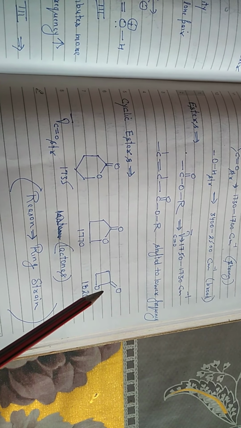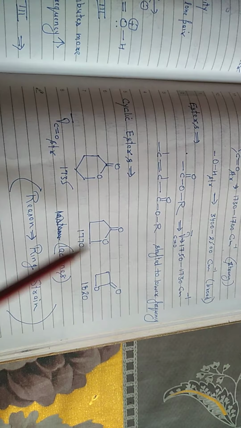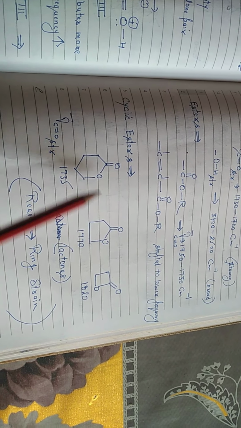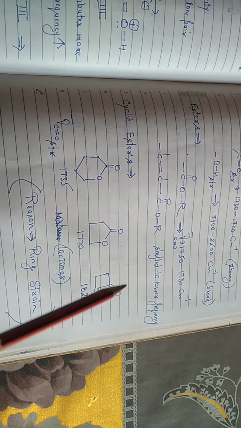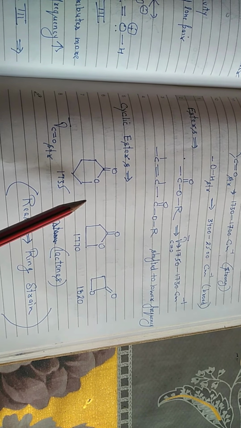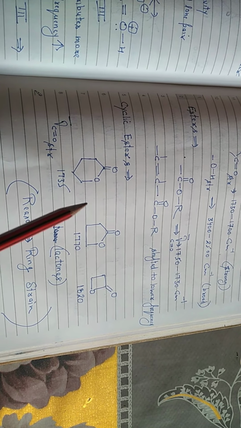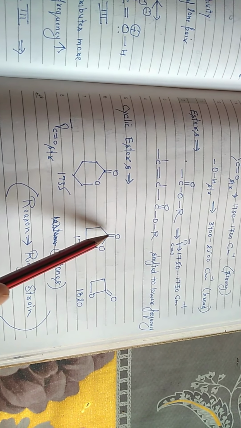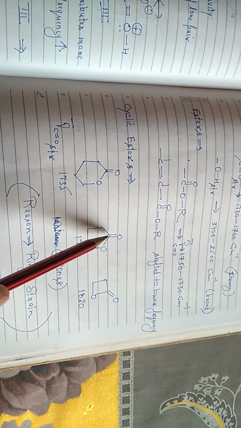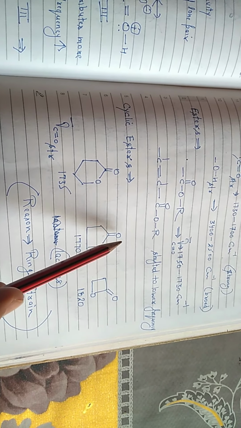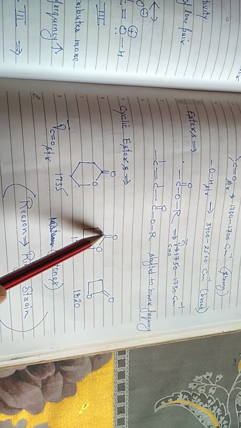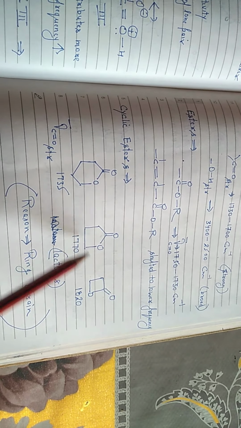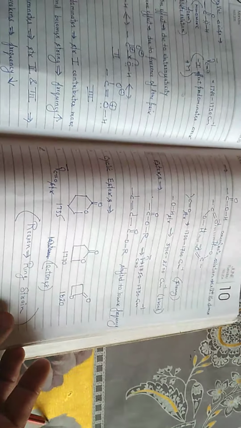As I told you earlier, as the ring size decreases, the p character of the orbital increases and also the s character of the carbonyl carbon atom increases, which strengthens the carbon oxygen double bond and increases the carbonyl stretching frequency.